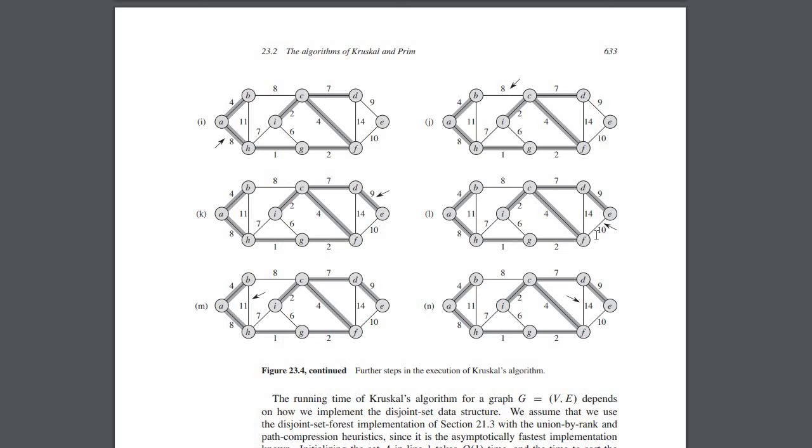after 9 there is 10, and we need to skip 10 because it also creates a cycle. After 10 there is 11, and we need to skip 11 as well because it creates a cycle between A, B and H. And after 11 there is the last transition between D and F, which is 14, and if we join this particular transition it also creates a loop between C, D and F.